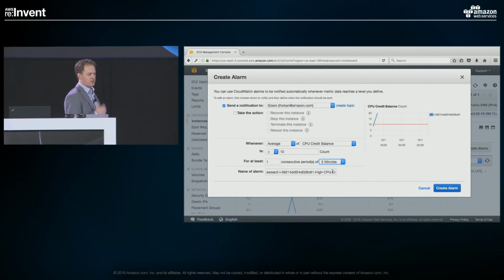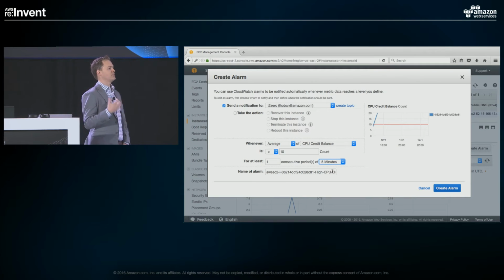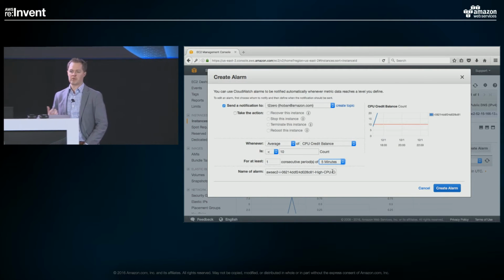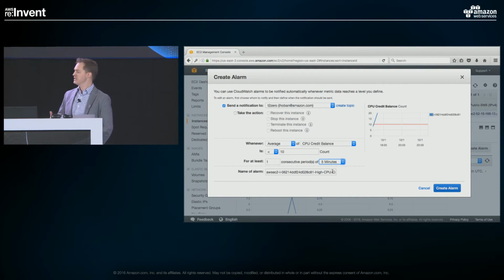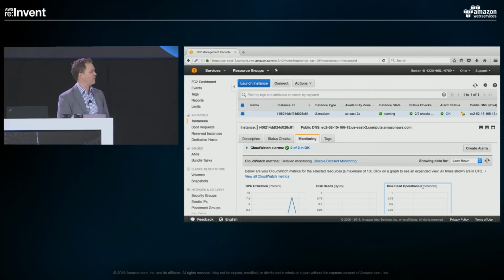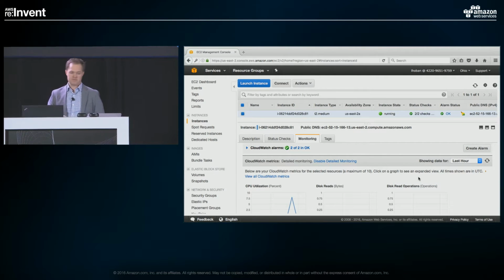So the CloudWatch alarms here and the CloudWatch metrics that are exposed give you a lot of visibility into this system. We want to make sure that you have all the tools to understand how to use these things effectively and when they're not fitting your workload perfectly. Can we switch back to the slides?